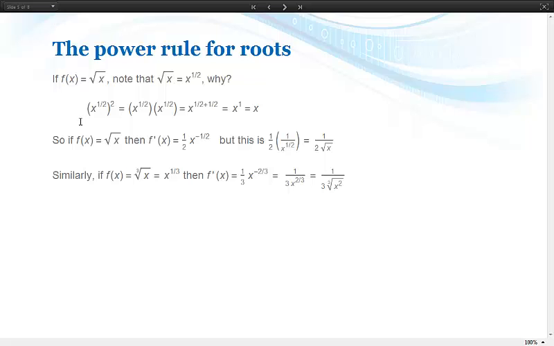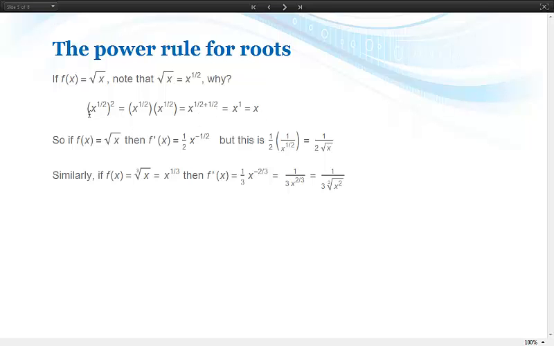Squaring means multiply the element by itself. So this is x to the 1/2 times x to the 1/2. But by this power rule we just talked about, multiplying means adding exponents. This is x to the 1/2 plus 1/2. But that's just x to the 1, which is x.